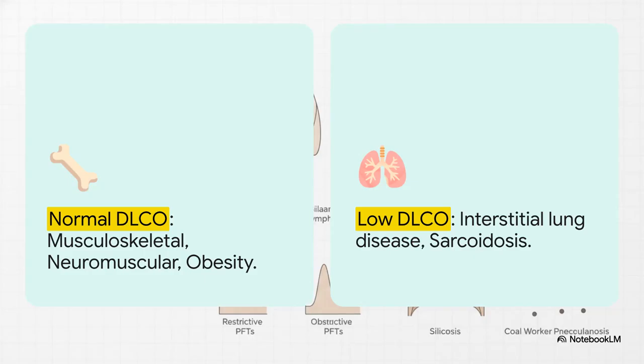Once you've established restriction, you have to differentiate it using the DLCO, or diffusion capacity. A normal DLCO points outward to extrapulmonary restriction. Think morbid obesity, chest wall disease, or neuromuscular weakness. On the flip side, a low DLCO tells you the issue is intrapulmonary, meaning parenchymal interstitial restriction.